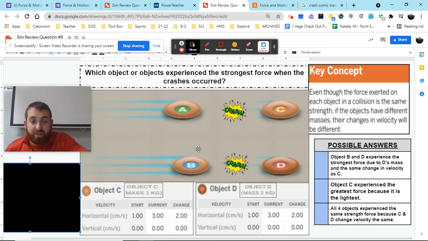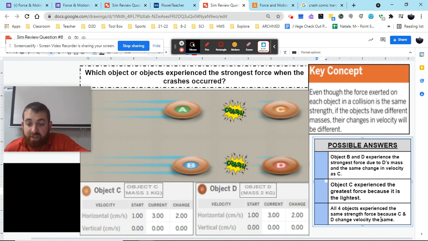If these objects had the same forces applied to them, we would see the lighter object, in this case C, moving at a faster speed. So if these two crashes had the same strength forces, C would be moving faster than D because it's lighter. But we don't see that. We see that they have the same velocity, the same change. So we know that the second one doesn't make any sense.